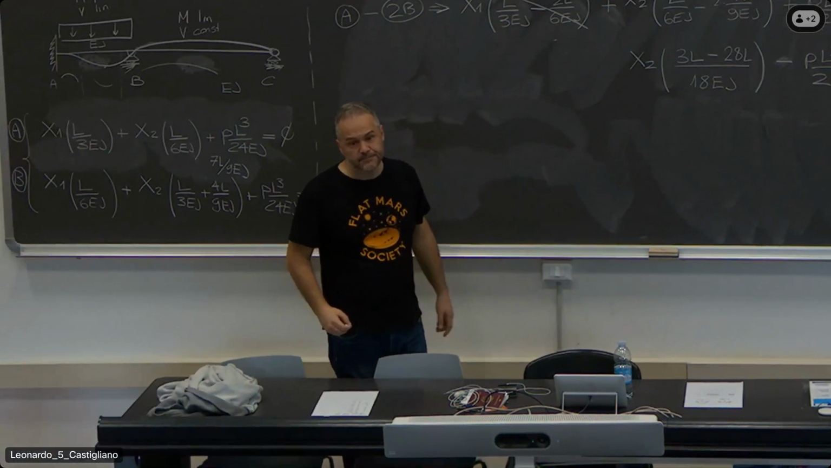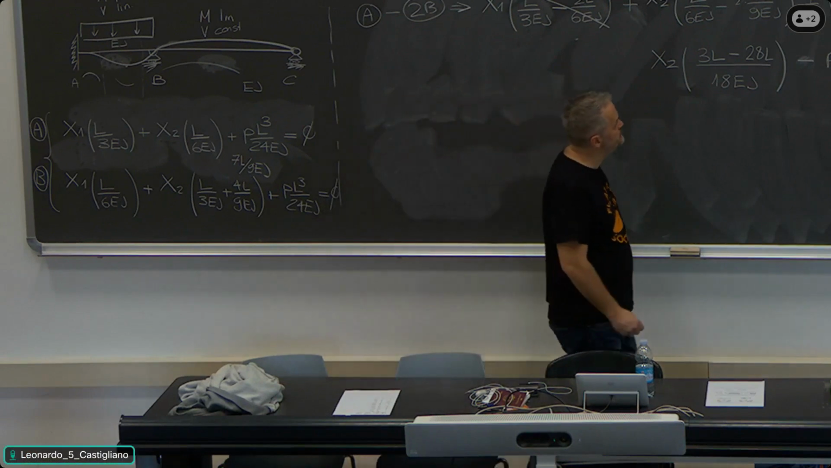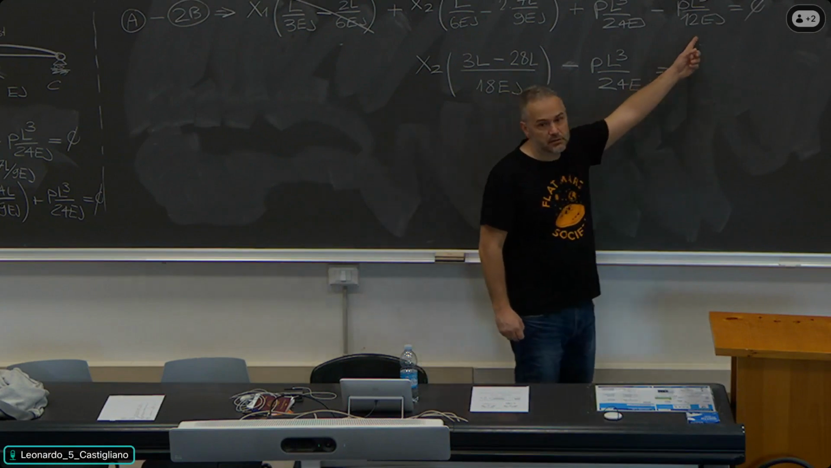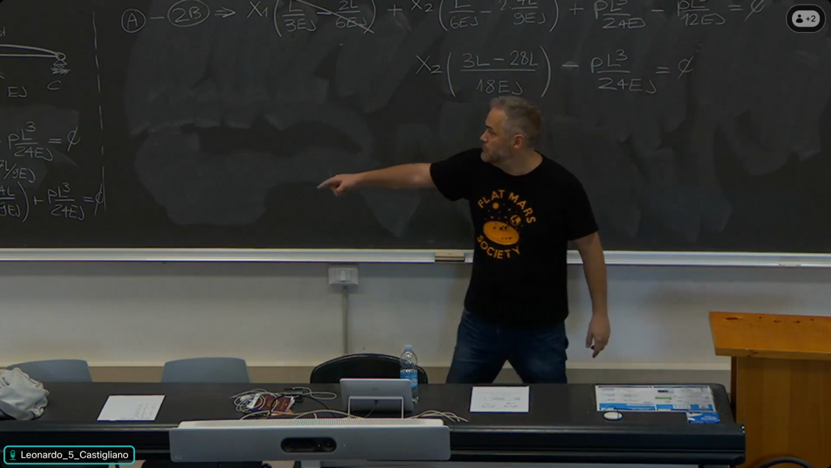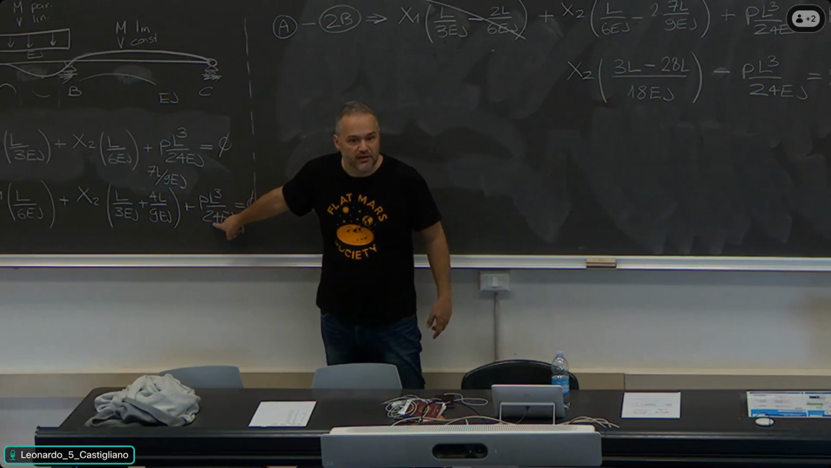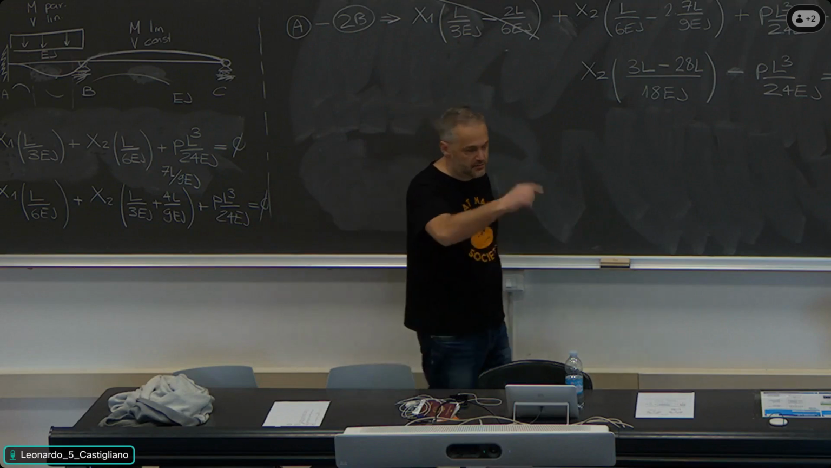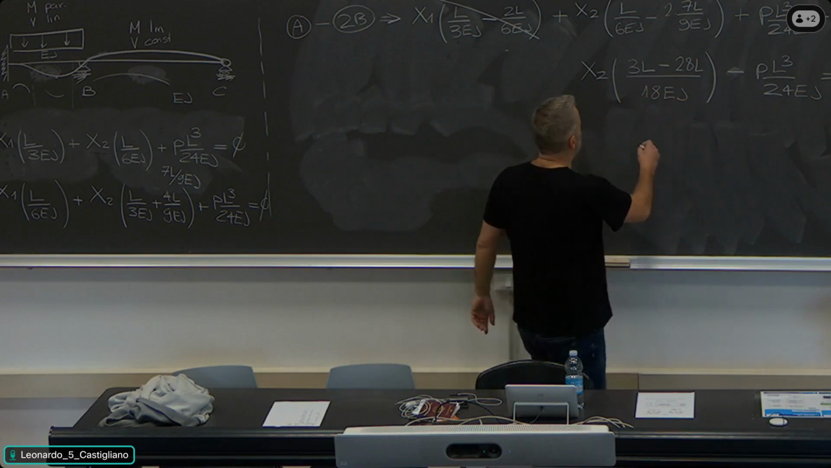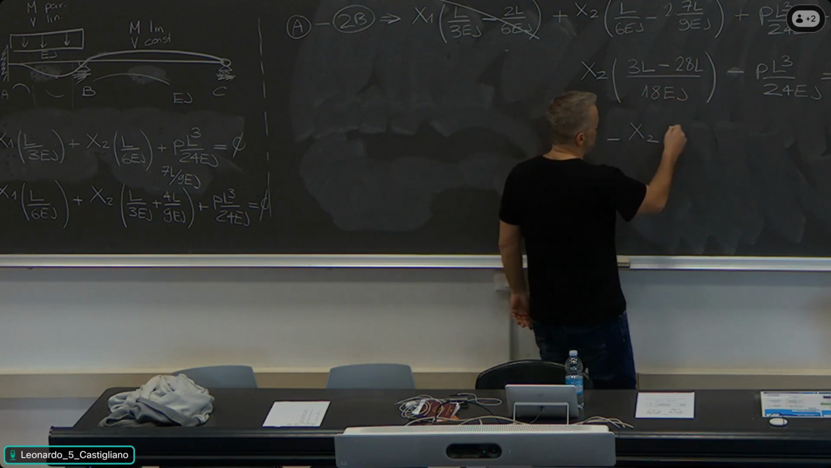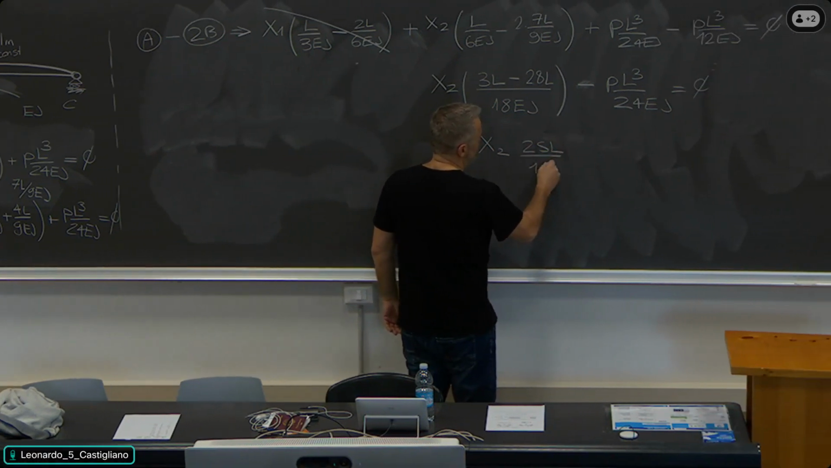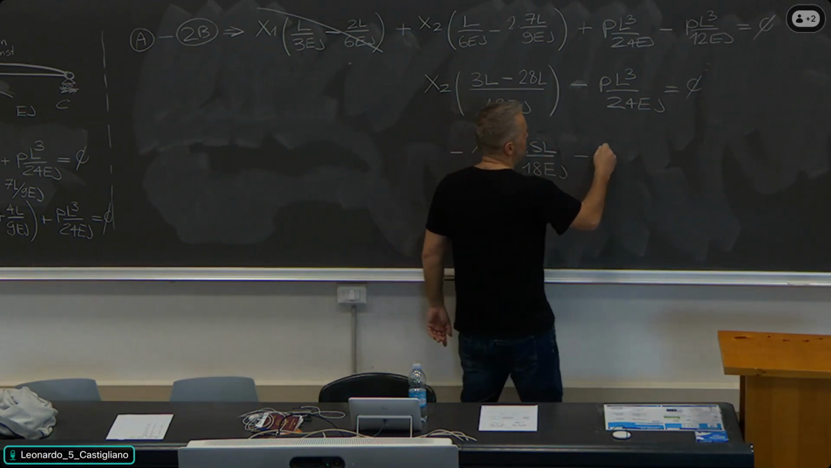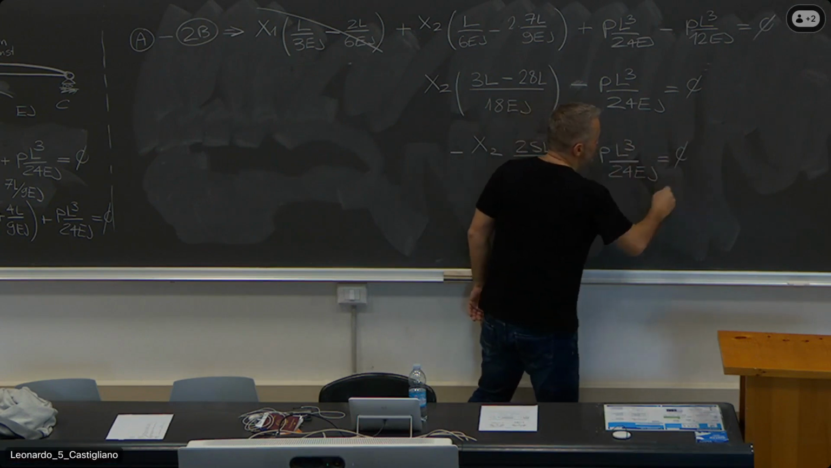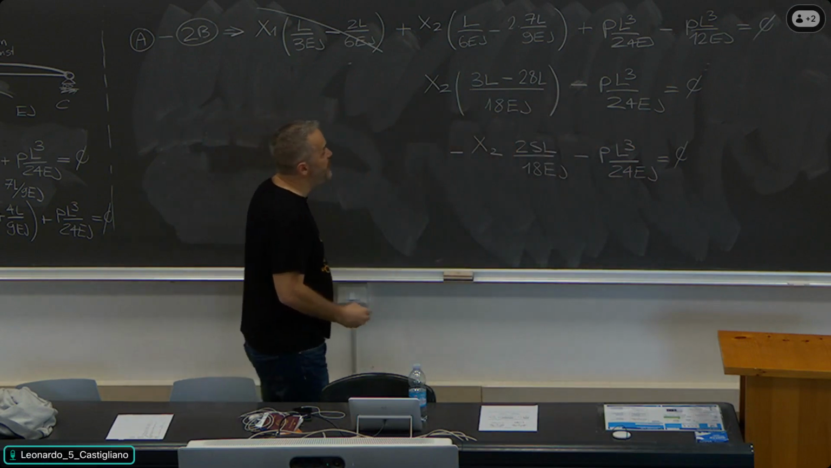Right. Yeah? In the last one, why just PL and not 2PL? Which one? In the last of the number. This one? No, I multiplied by 2, but multiplying this by 2 means that this becomes 12. I simplified it right away. What is 3 minus 28? It's 25. So I have x2 times minus 25L divided by 18EJ minus PL to the power of 3 divided by 24EJ equal 0. A little bit of math.